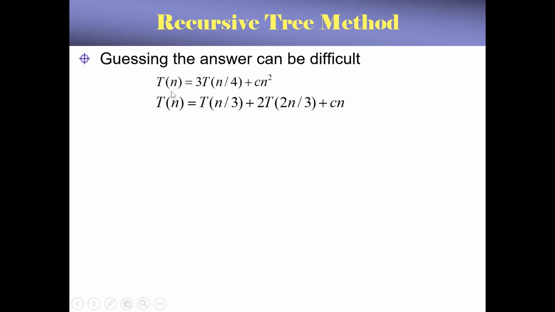For example, if you look at these two recurrence relations, it is really very difficult to guess what they are going to be. 3Tn over 4 plus Cn square. Okay, what is the big O of this? And similarly for this one, Tn is Tn over 3 plus T2n over 3 plus Cn. This is very complex. You cannot really guess it. So in that case, we try to apply the recursive tree method to help us. And that's what we're going to do.